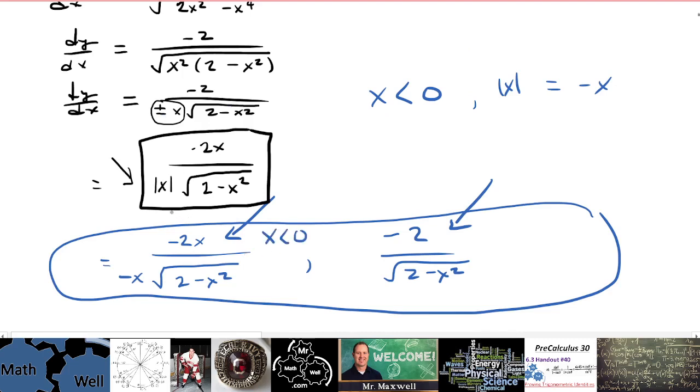So this is when x is less than 0. That's what the graph looks like. And this again is the simplified form, when x is less than 0. Over here, remember this was like this before. So when x is greater than 0, right here, positive x down here, this simplifies to the negative version here. All right?